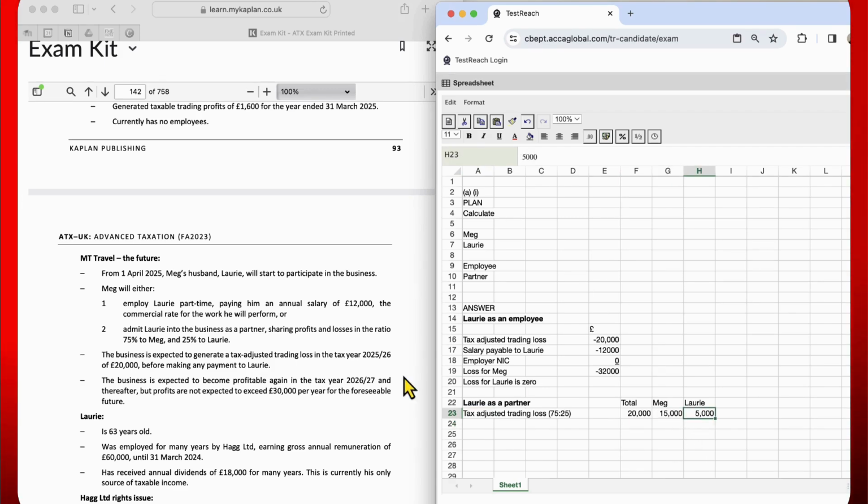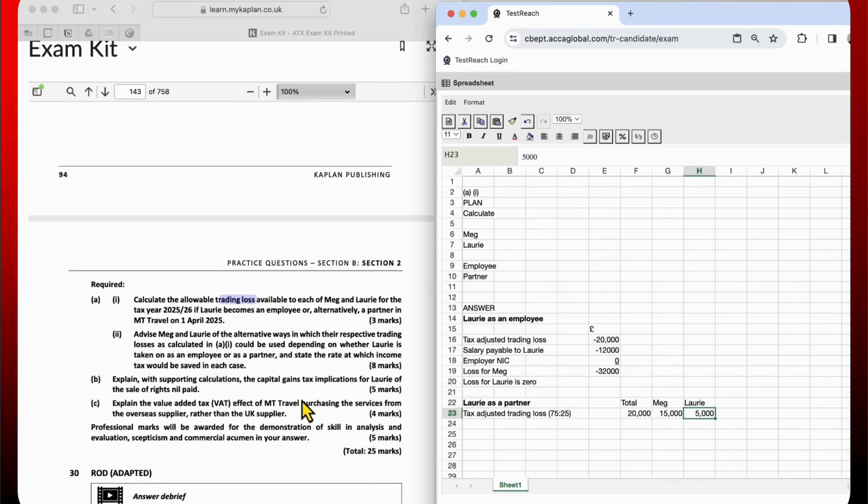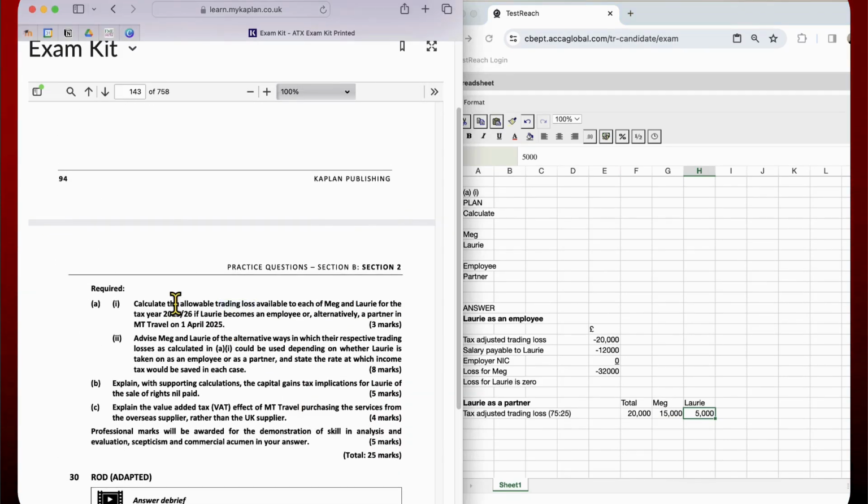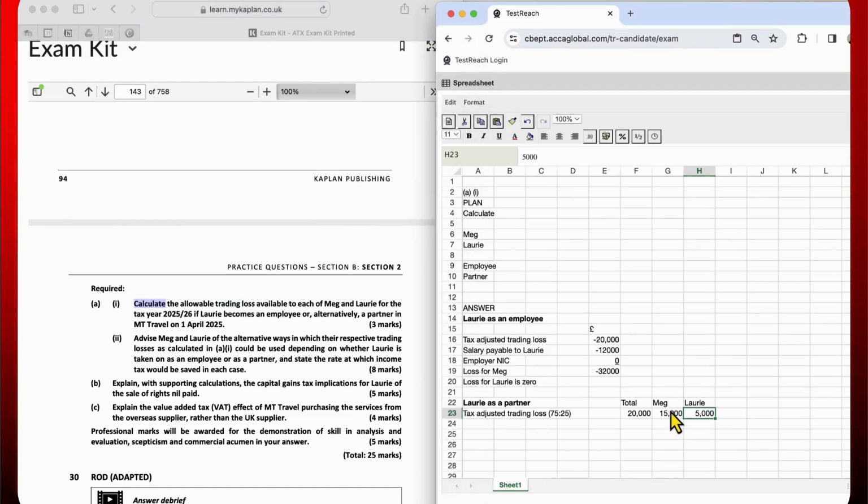Laurie's going to get 5,000. We weren't asked to explain, we weren't asked to state, we weren't asked to advise, we were just asked to calculate. The numbers are there for the marker. That's all you have to do. The marker knows exactly what they're looking for. They can follow what you've done.